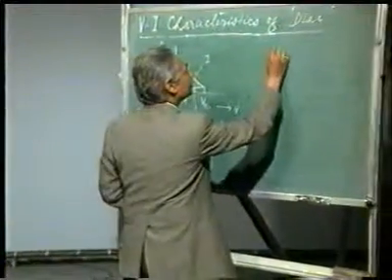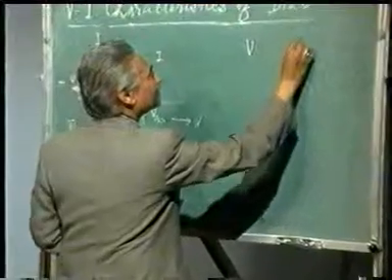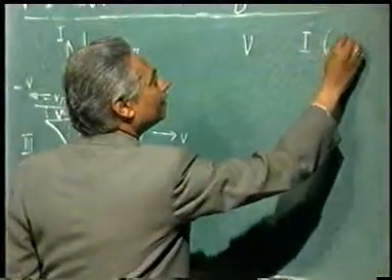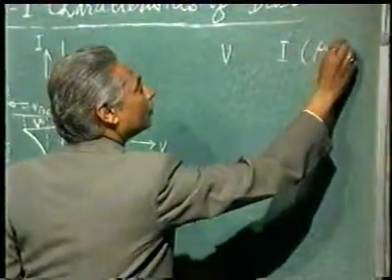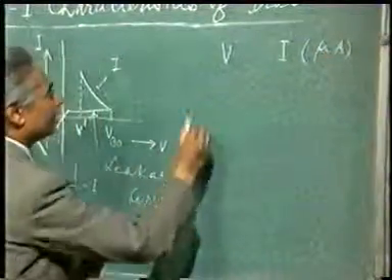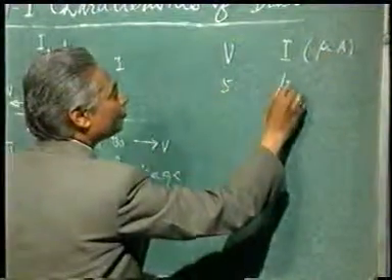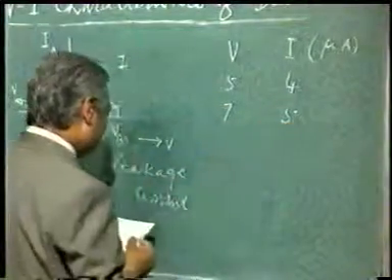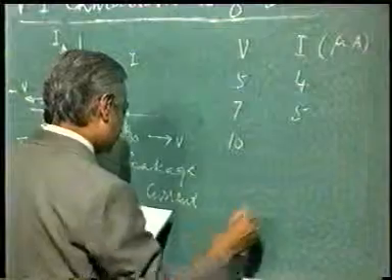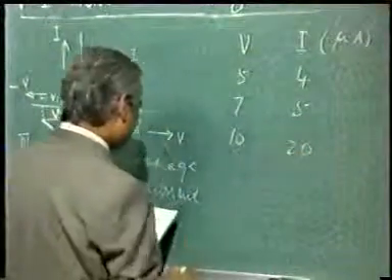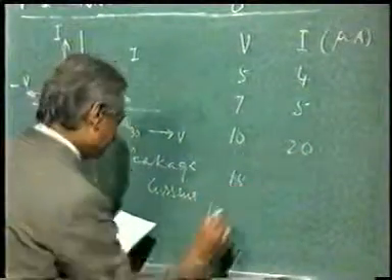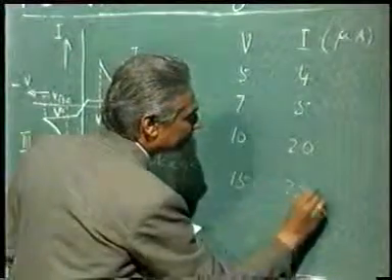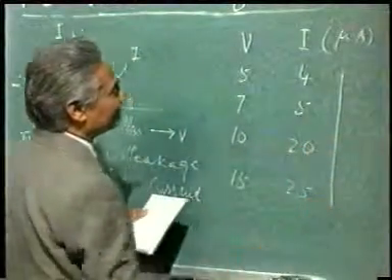Because this is voltage, this is current in microampere. When it was 5 volts, it was 4 microampere. For 7 volts, it was 5 microamperes. For 10 volts, it was 20 microamperes, and for 15 volts, it was 25 microamperes. These are some of the readings I have taken.